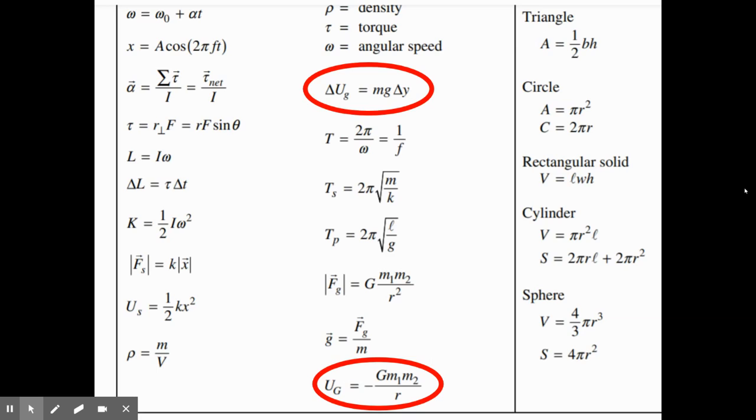Now, on your equation sheet, it is mg delta y. Instead of h, they use delta y because it's how far up you've gone.